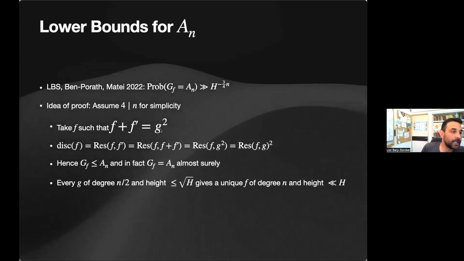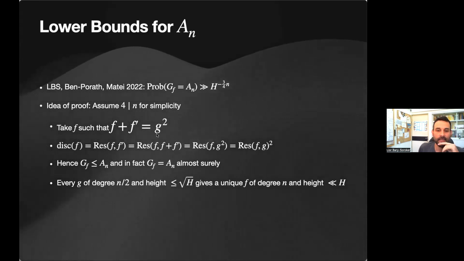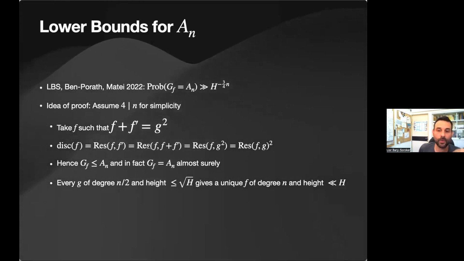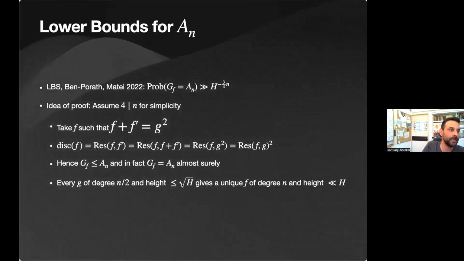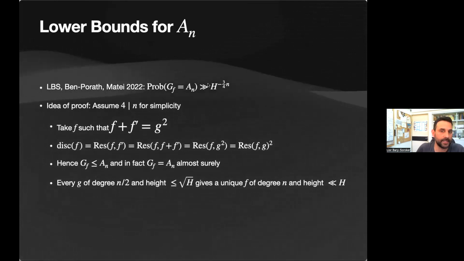Okay, g I can choose freely, but I need that the size of the coefficients will be smaller than h. So g is of degree n over 2, and if I take the coefficients of g smaller than square root of h, then the coefficients of g squared will be roughly smaller than h. So I have n over 2 coefficients, each one of them can be a number between minus square root of h and square root of h, up to some constant that I ignore. Then I have at least h to the n over 4 such polynomials, and therefore I get h to the minus 3 over 4n. So if I normalize, I get what I stated at the beginning.